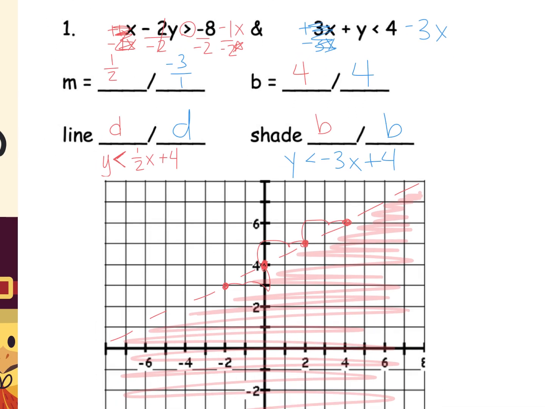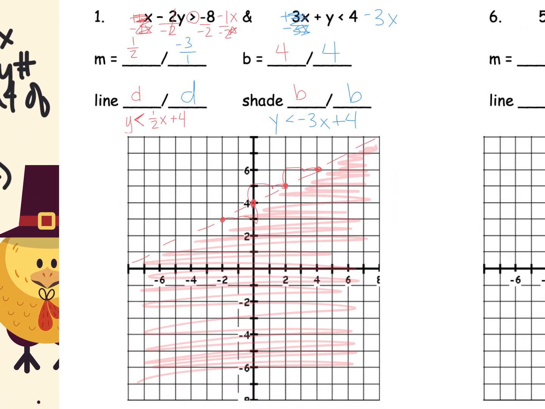So now I'm going to come back to my graph. My y-intercept is the same at 4, but now my slope is down 3 and over 1. Do a couple of dots there. It is dotted. And I am going to shade below, so that's going to be on this left-hand side.